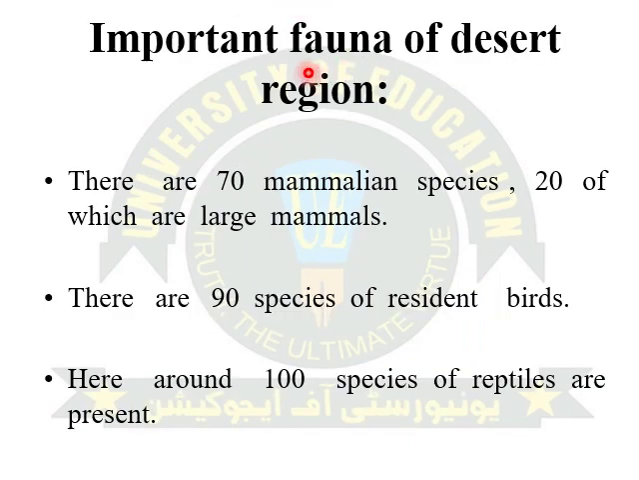Now we will talk about the important fauna of desert subregion. There are about 70 different species of mammals, and from these 70 different species, 20 species are large mammals. There are about 90 different species of resident birds and about 100 different species of reptiles that are present in this subregion.